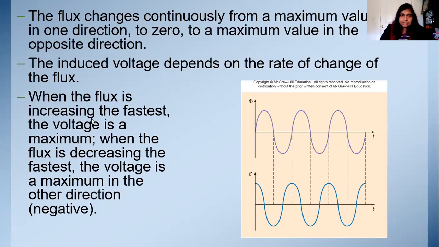So when the flux is increasing the fastest, the voltage is maximum. When the flux is decreasing the fastest, the voltage is minimum in the other direction. So it is in the negative direction, maximum here.